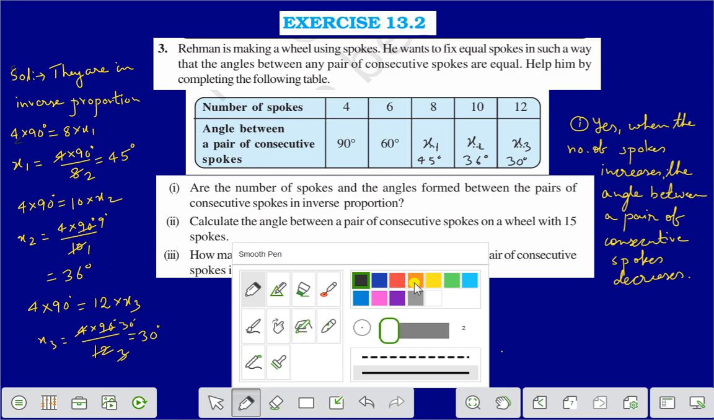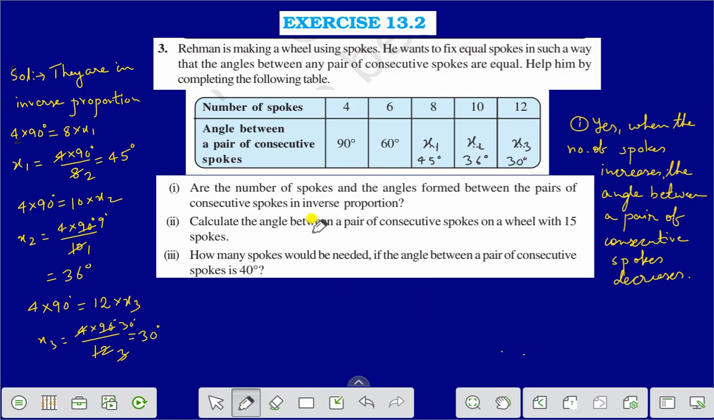We will solve question number 2. Calculate the angle between a pair of consecutive spokes on a wheel with 15 spokes. Right? With 15 spokes. Let us find. Let the angle between two consecutive spokes be y.